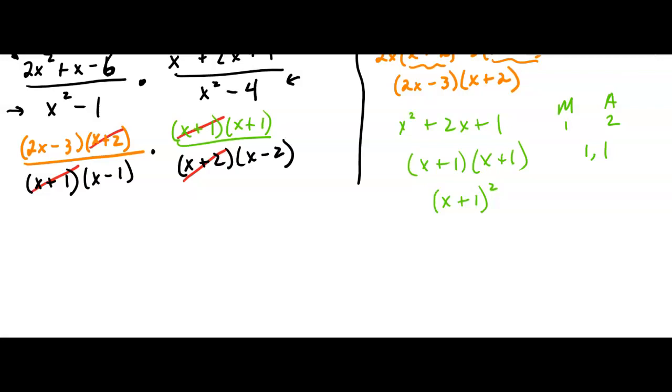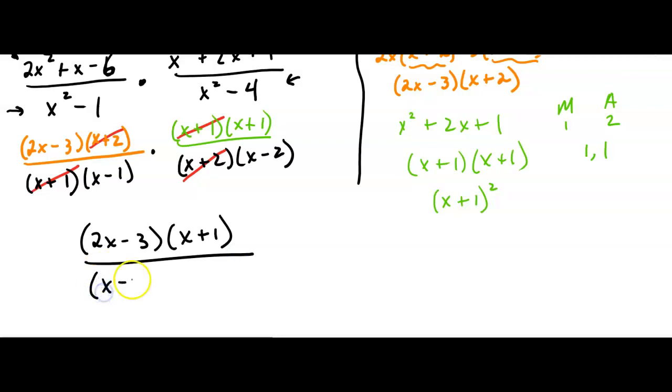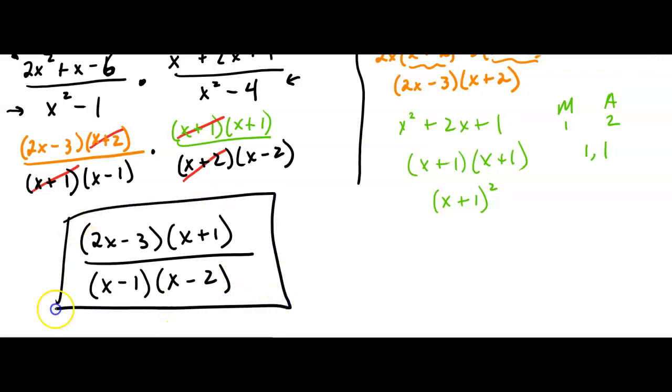So I just have to write the final answer. It's going to be 2x minus 3 times x plus 1 in the numerator. And then in the denominator, you're going to have x minus 1 and x minus 2. I wouldn't multiply them out. I would just leave it like that. All right.